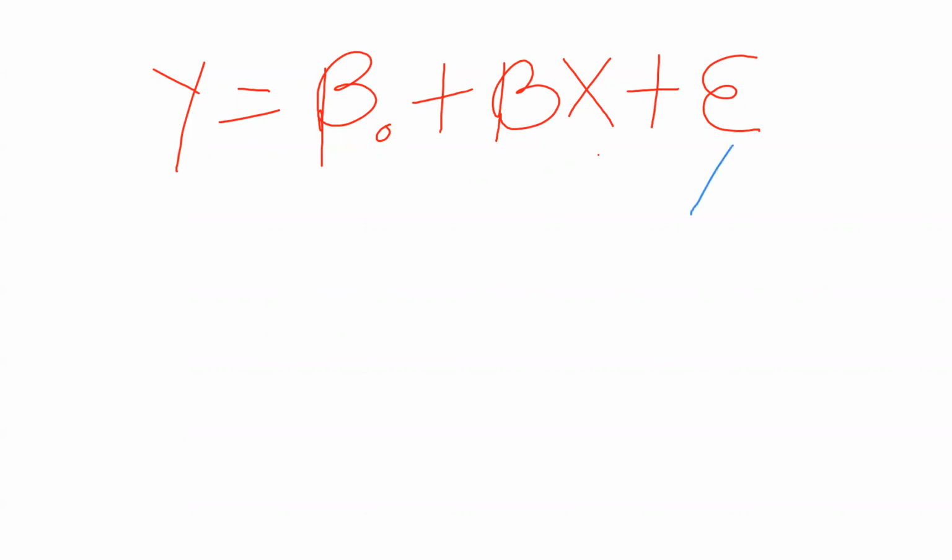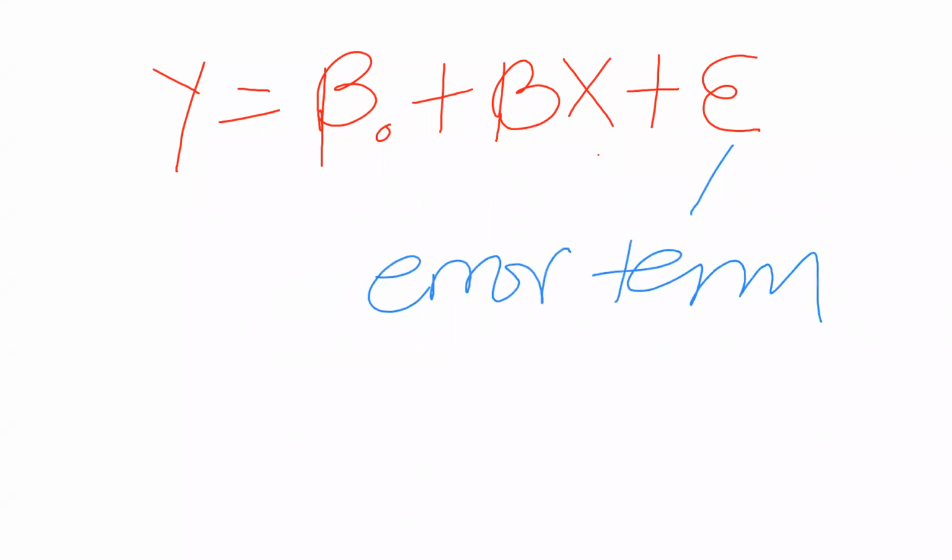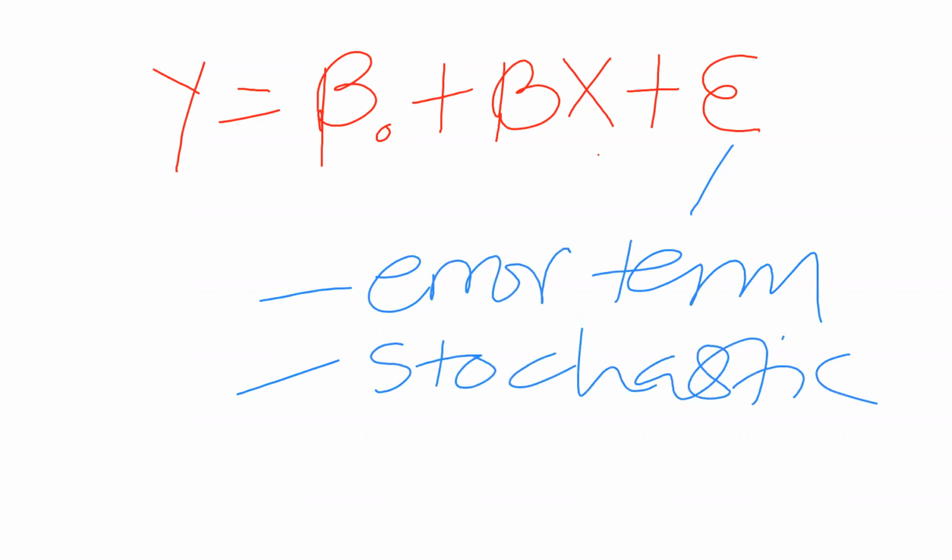Yes, this is called the error term. It is also called the disturbance. It is also called the stochastic variable. Stochastic variable. Okay, remember those things, right?